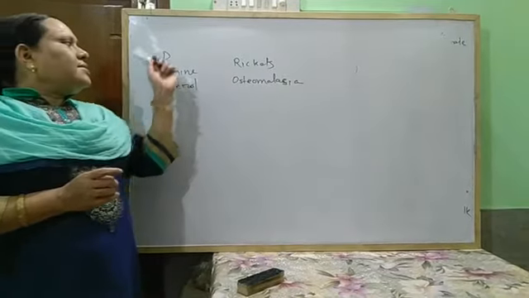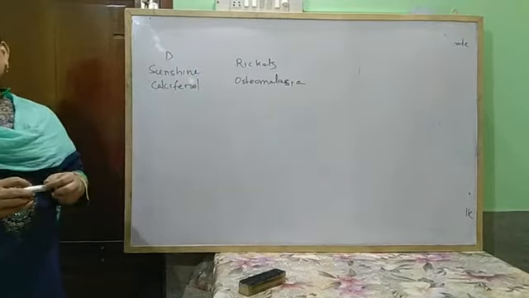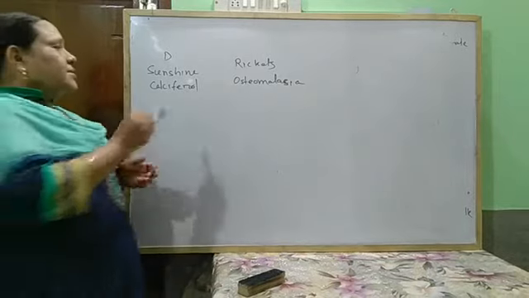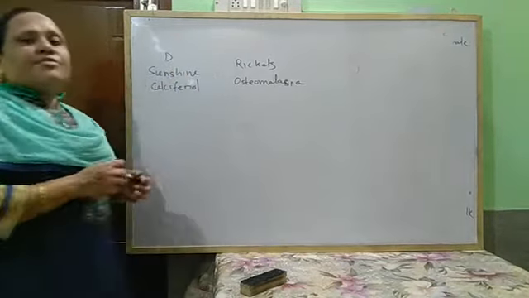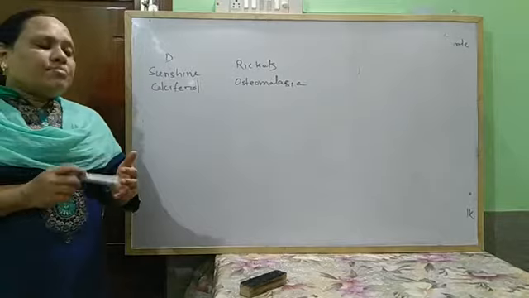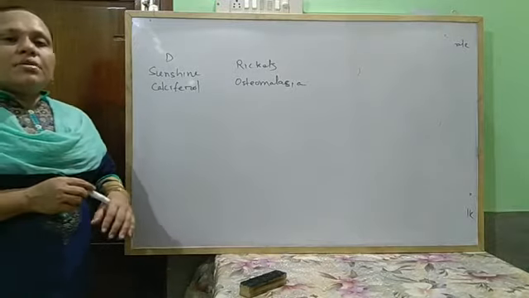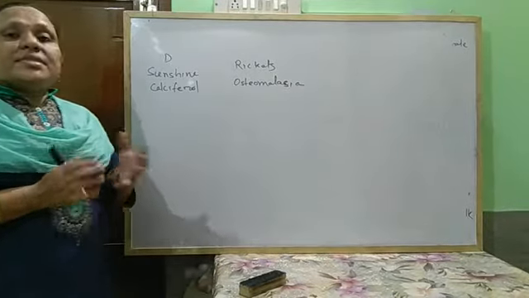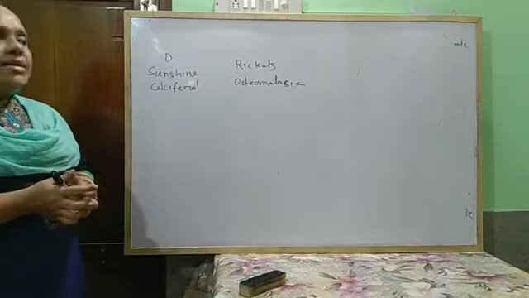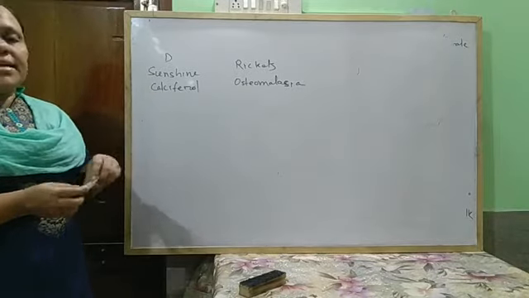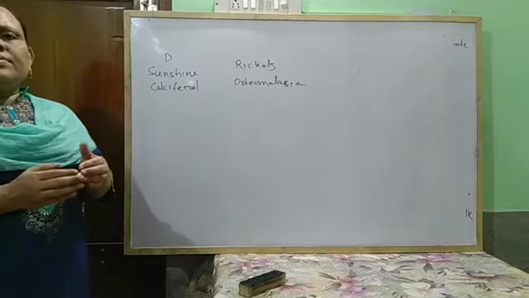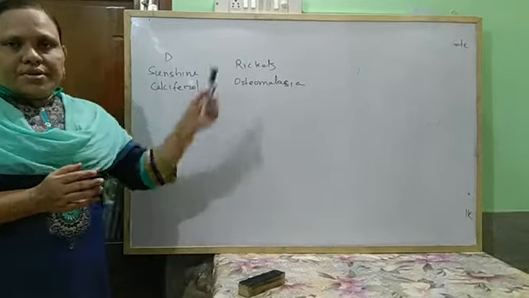Generally this is called the sunshine vitamin because vitamin D is formed below our skin when our skin is exposed to sunlight. It is also found in different milk products.